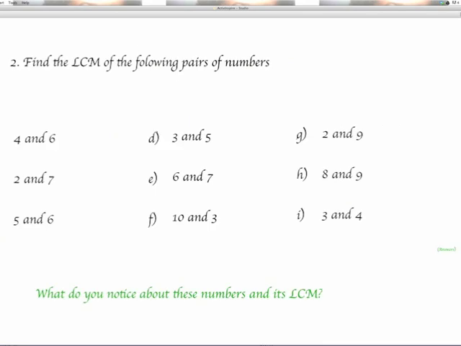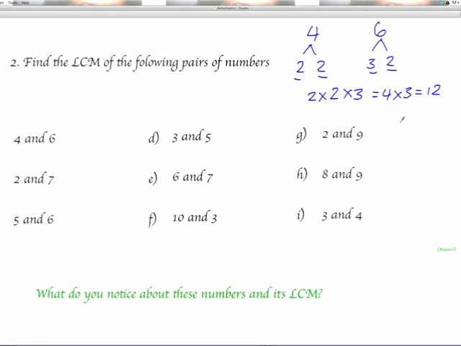Okay, so if we try it for the next one, so for 4 and 6, for these ones you could probably just list your multiples, or you can use your factor trees. So the first one, if I just list my factor trees for the 4, I've got 2 times 2, and then for the 6, it's 3 times 2, and these are all prime numbers. So I've got 2 times 2, and then times by 3, which is just 4 times 3, which gives me 12.